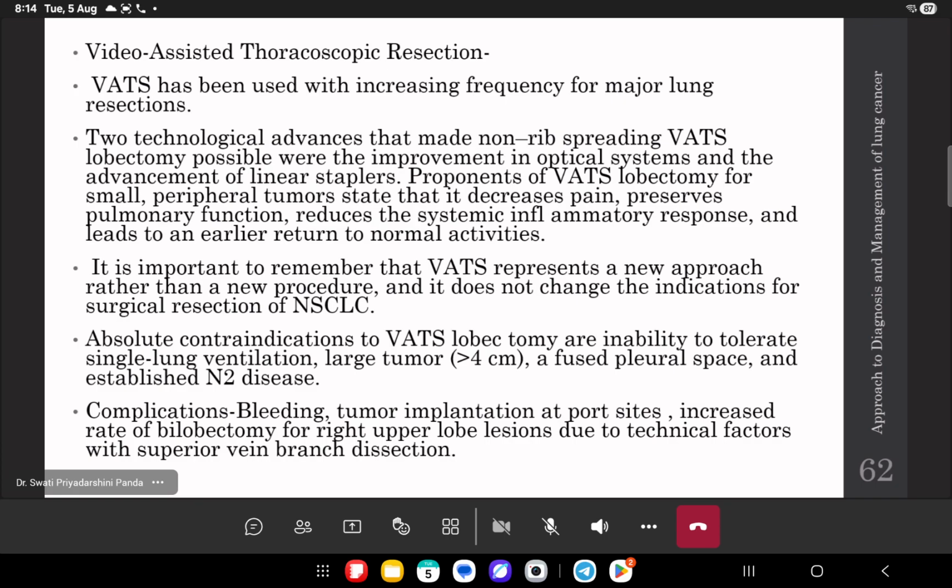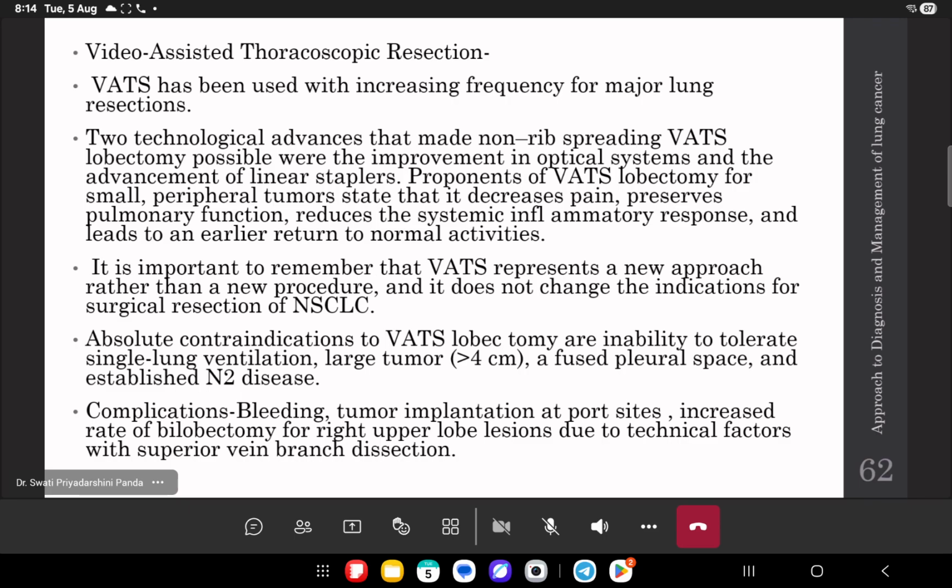Two technological advances that made non-rib spreading VATS lobectomy possible were the improvement of optical system and the advancements of linear staplers. Proponents of VATS lobectomy for small peripheral tumors state that it decreases pain, preserves pulmonary function, reduces the systemic inflammatory response, and leads to an earlier return to normal activities.